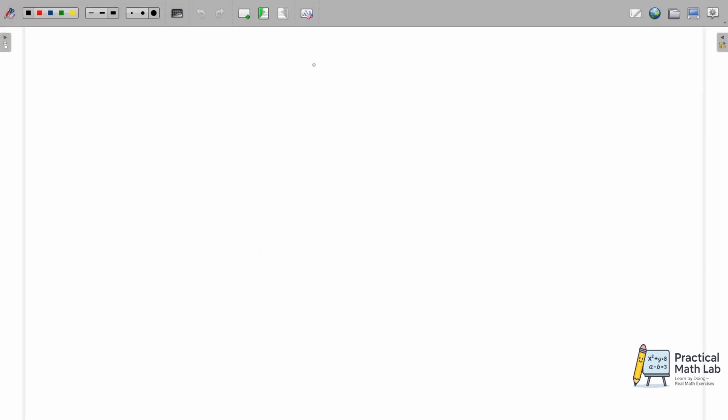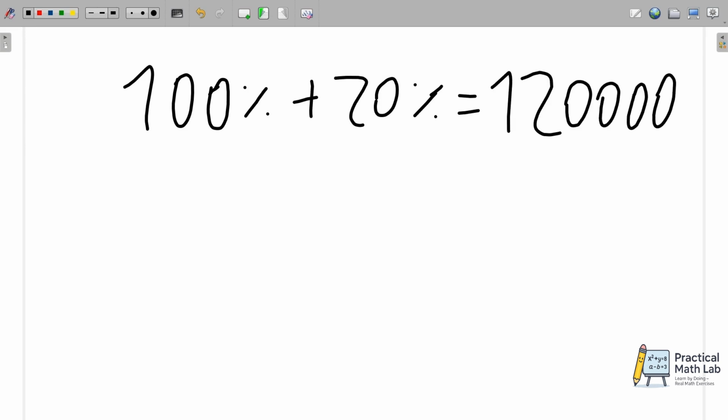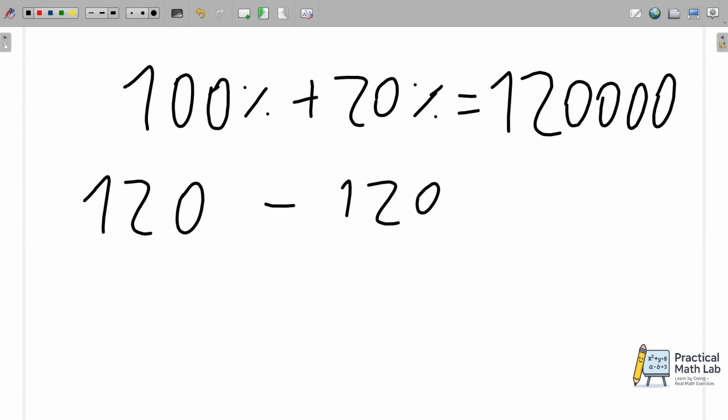We have the value of the car, and he spent an additional 20% on repairs. So what is the value of the car? 100%. He spent an additional 20% on repairs, which equals 120,000. So 100 plus 20 is 120. So it ended up being 120% equals 120,000.